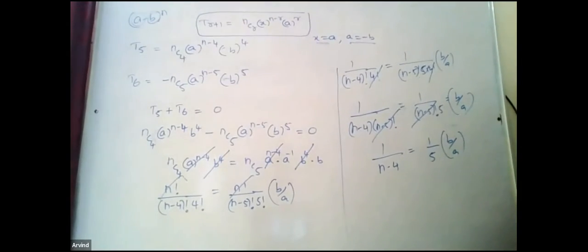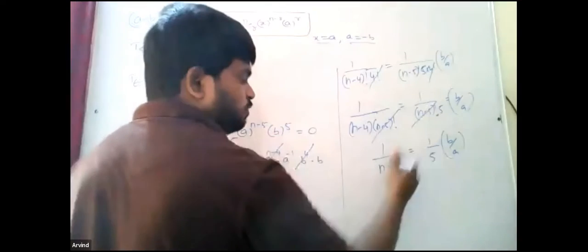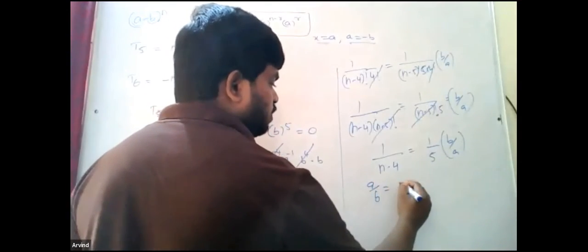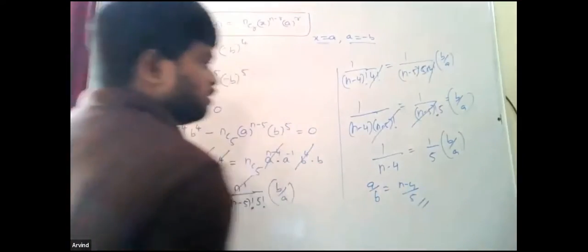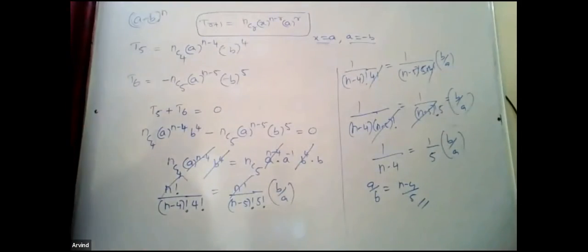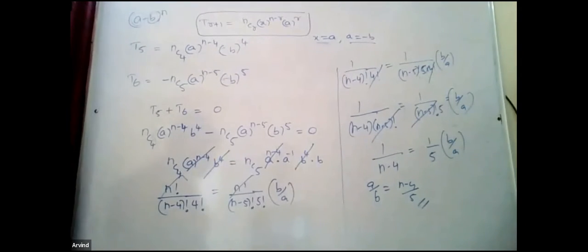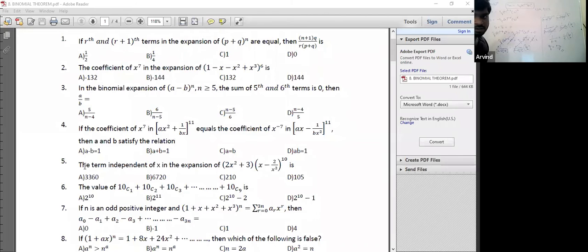We need a by b, so if you send it this side, a by b, this (n minus 4) goes this side, so a by b is equal to (n minus 4) by 5. That will be the answer. If you want to expand, you have to put minus 1 minus 1, that is what you have to do. Okay, then the answer will be (n minus 4) by 5. Option D will be correct.